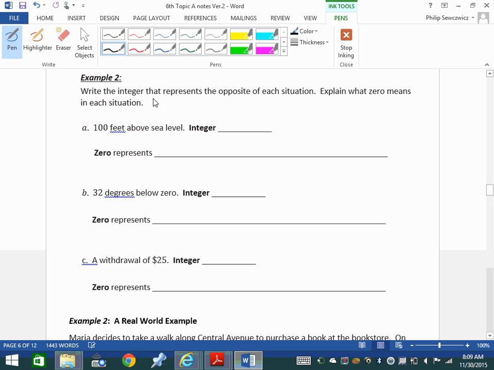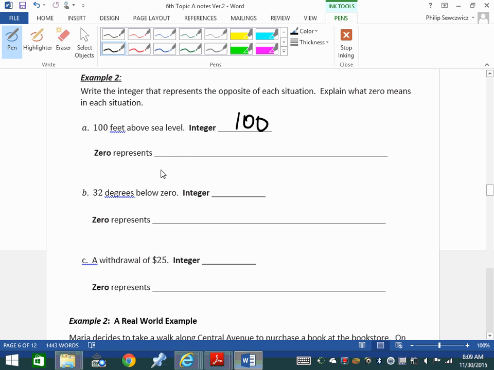Now what we want to do is write the integer. Now remember, vocabulary is important here. An integer is a positive or negative whole number. So 100 feet above sea level, the integer is 100 because that's a positive number. If we're above 0, think of temperature there, that is a positive amount.